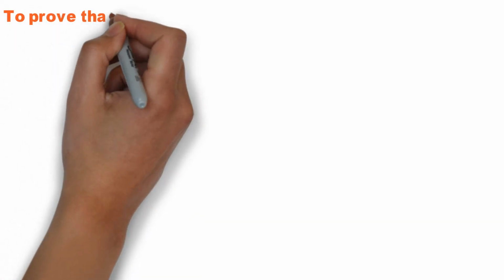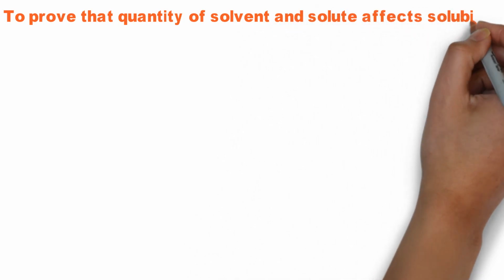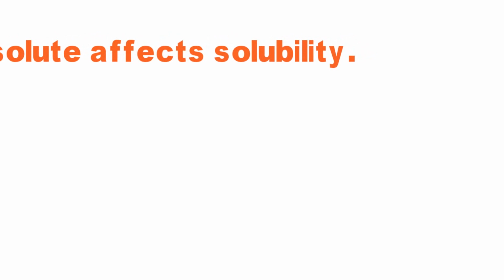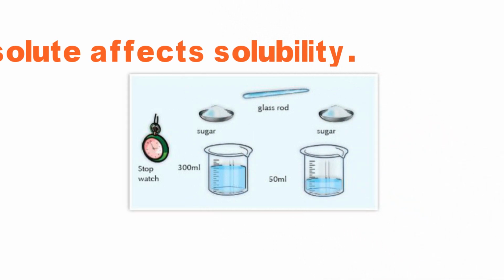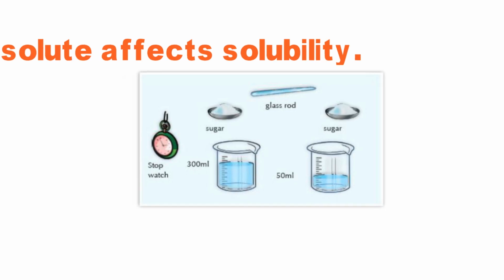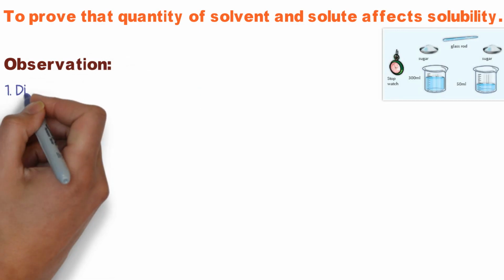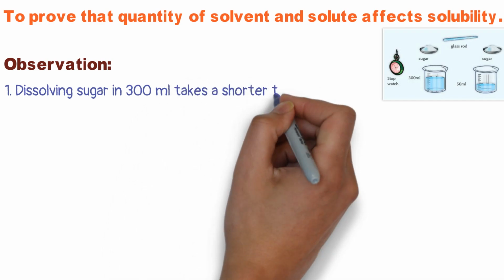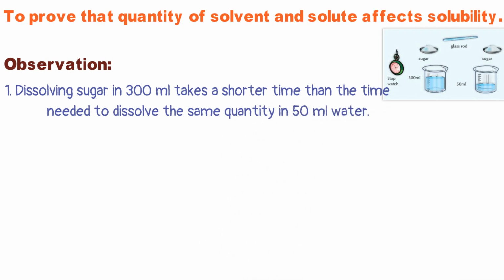Let's start with the quantity of solvent and solute that affects the solubility. We need a beaker with 300 milliliters of water and an amount of sugar, and another beaker containing 50 milliliters of water and the same amount of sugar, and a glass rod and a stopwatch. These are the tools that we need. First, what will happen? Dissolving the sugar in 300 milliliters takes a shorter time than the time needed to dissolve the same quantity in 50 milliliters of water.